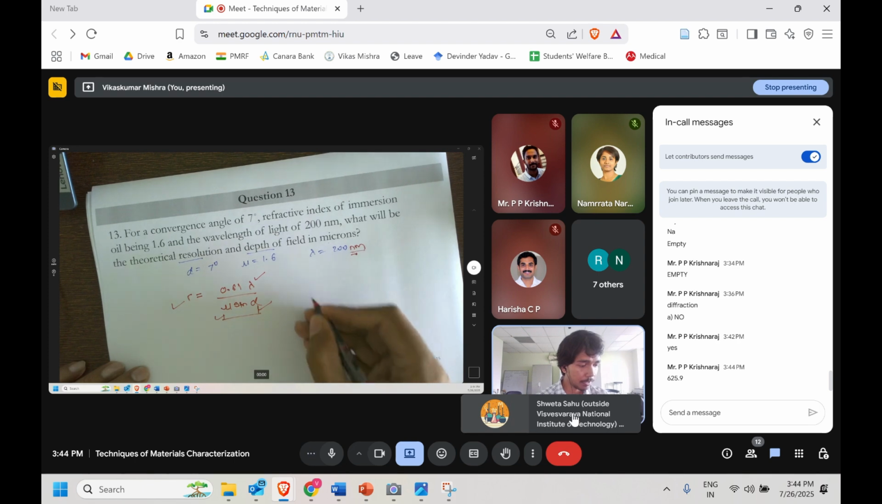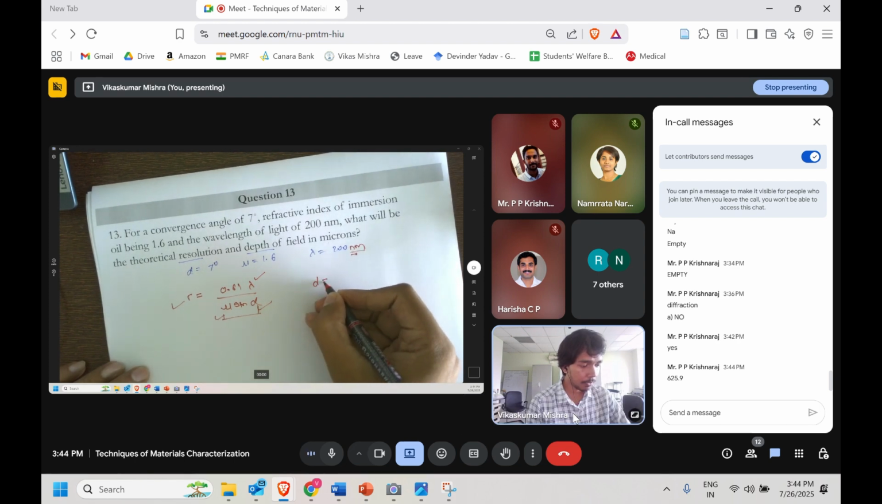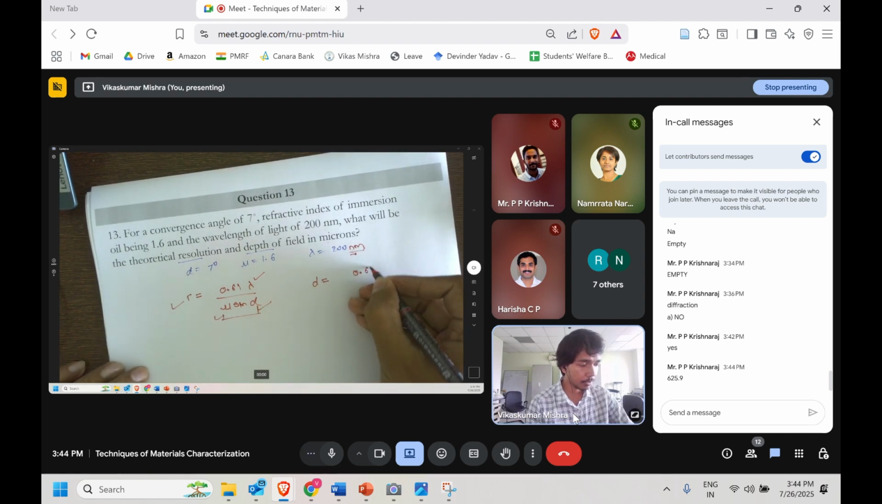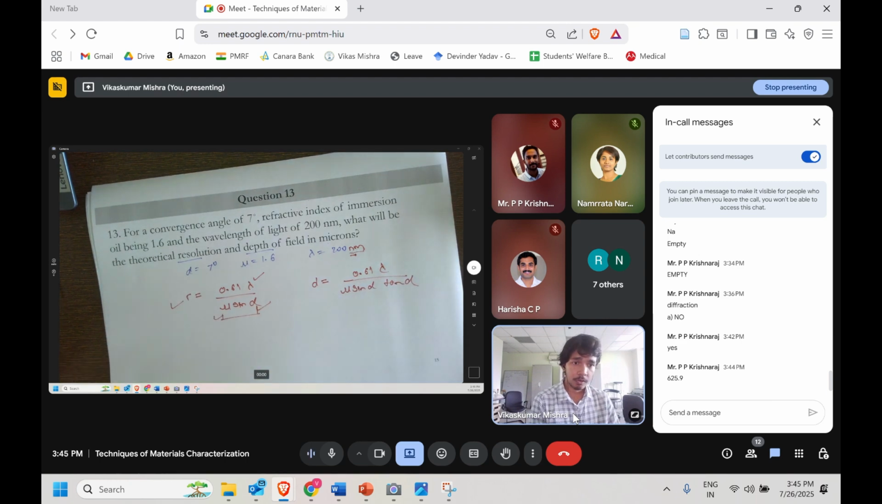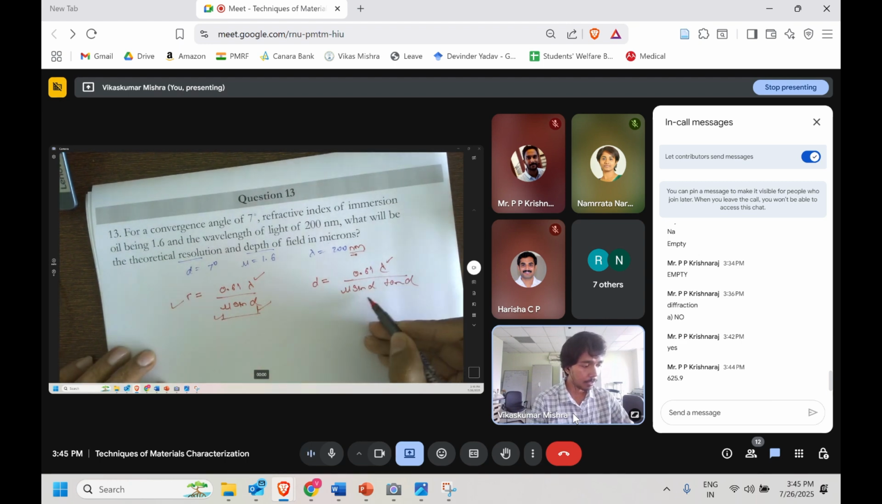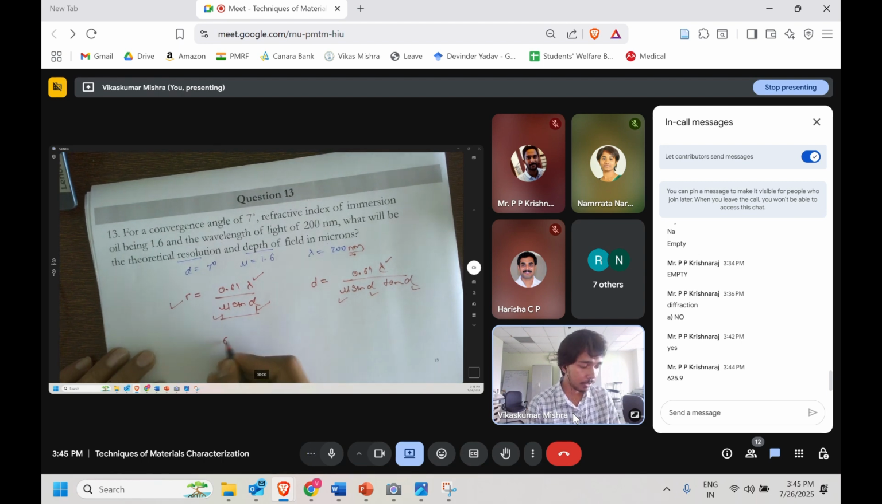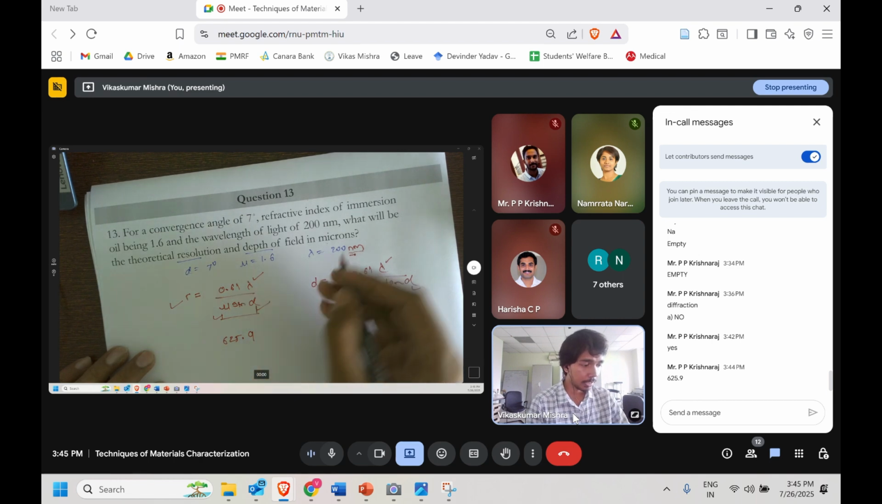What about the depth of field? Let's talk about the depth of field. Depth of field is given by 0.61 lambda divided by mu sin alpha tan alpha. We know all this, right? Lambda, alpha, and mu. Okay, so Krishna Raj is telling that it's 625.9. I hope you are telling that in micrometer, right?